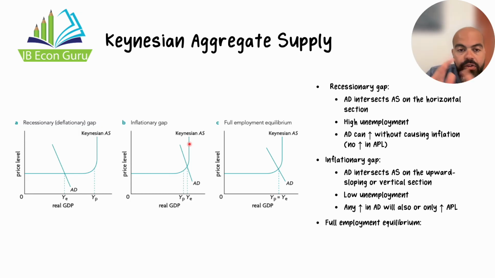All right. Now, full employment equilibrium in the Keynesian model happens when the potential output, YP, is equal to the equilibrium output. So basically, AD intersects Keynesian AS about halfway on the upward sloping section. If you take the upward sloping section and reach the midpoint of it, that is where there is macroeconomic stability, full employment equilibrium, YP is equal to YE. All right, let's move on to long-term growth in the Keynesian model.